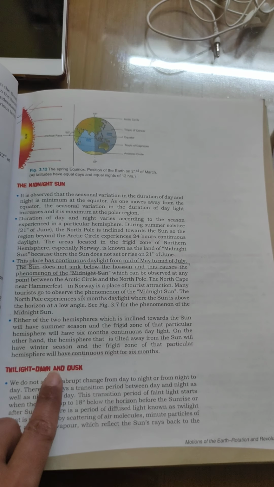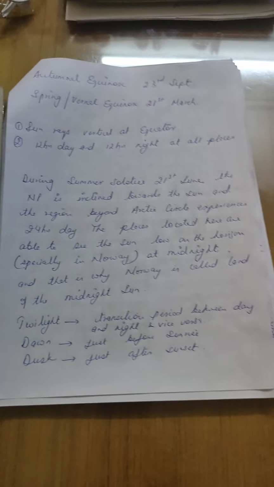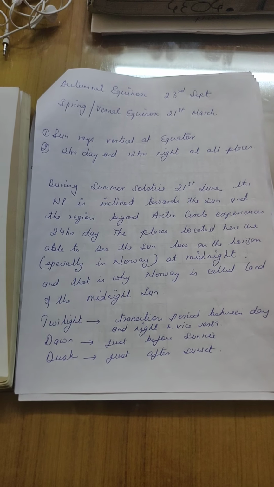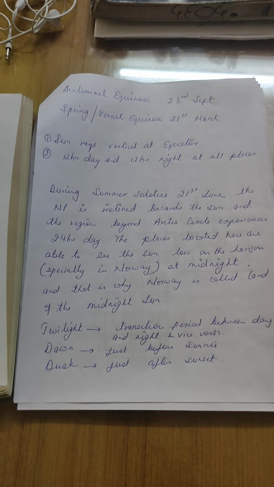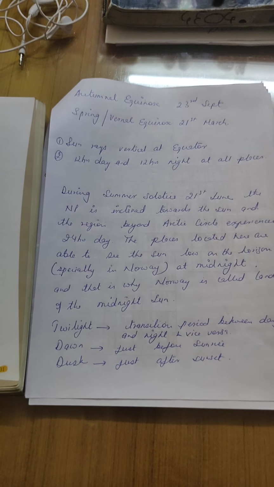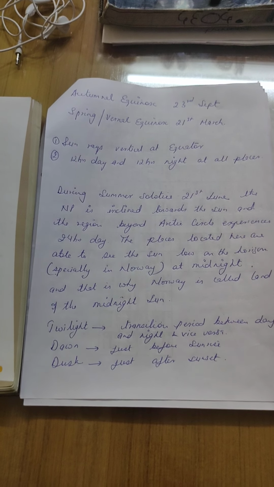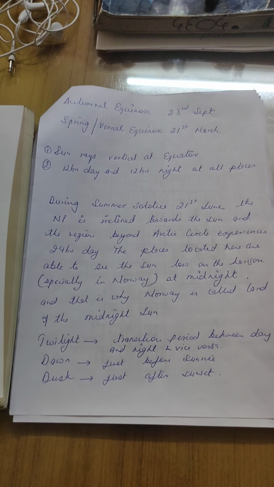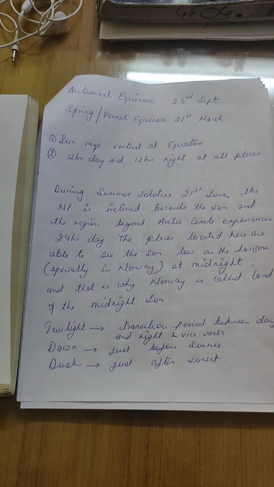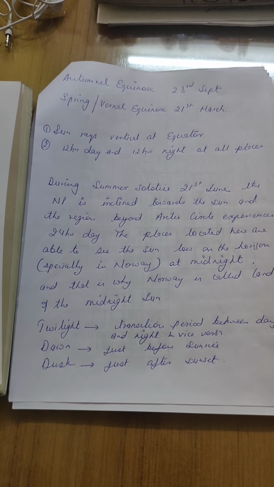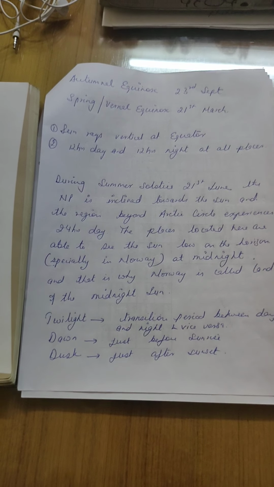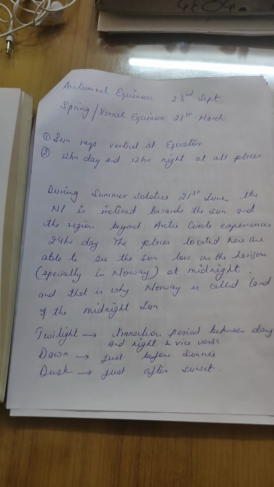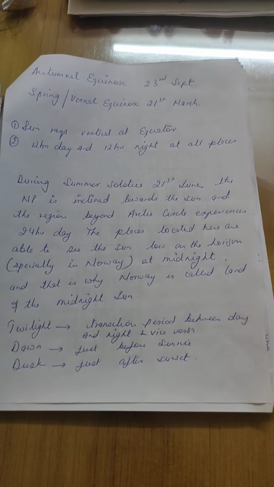This is twilight, dawn, and dusk. Now twilight is the transition period between day and night, or vice versa, that is between night and day. So that means between the setting of the sun and complete darkness, and just before the sunrise, that time period is called the twilight time, which is the transition period. In this transition period, the sun is very low at the horizon just before the sunrise, or just after the sunset. That is the time when we call it twilight.